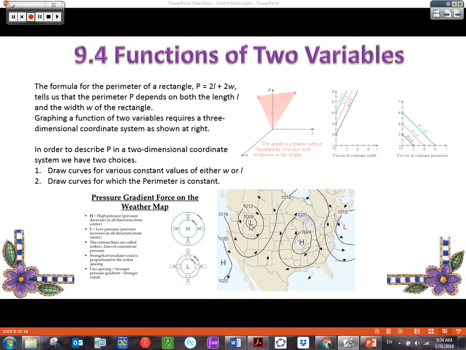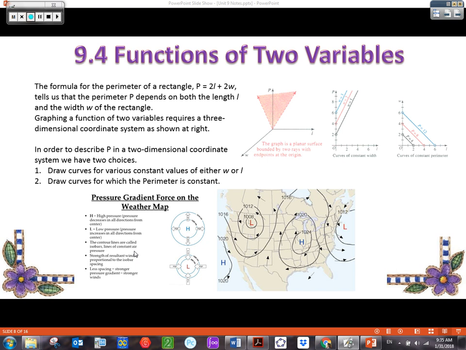You can notice by the numbers. See the numbers 1008, and then it goes to 1012. See how the numbers are getting larger? And here, this number is 1024, and then it goes to 1020. See how those numbers are getting smaller? That's just an indication of what's happening here. These contour lines, these lines right here, are called isobars, and they're lines of constant pressure.